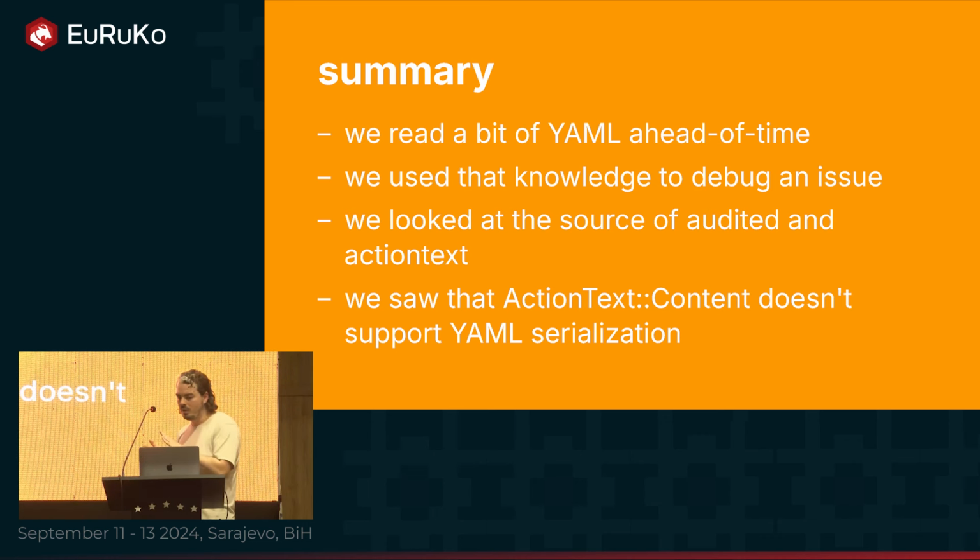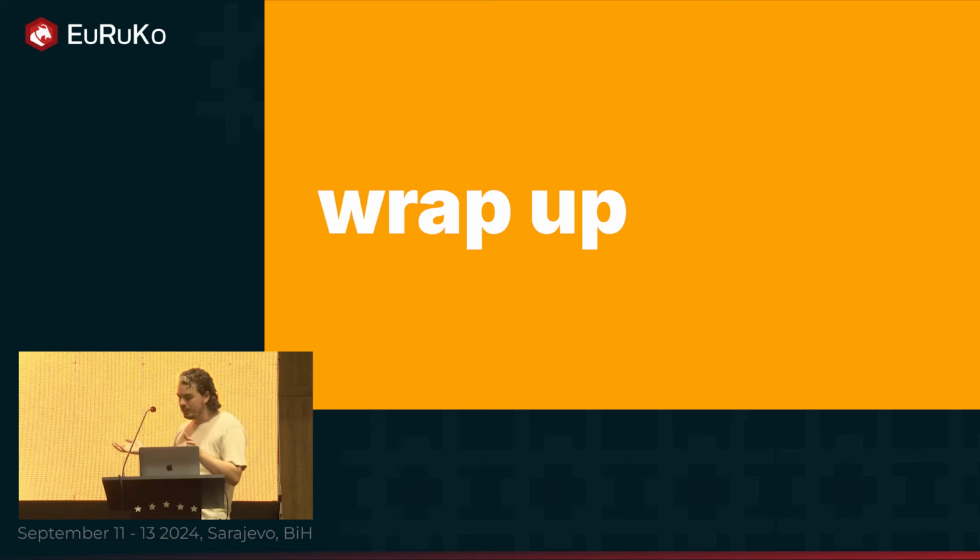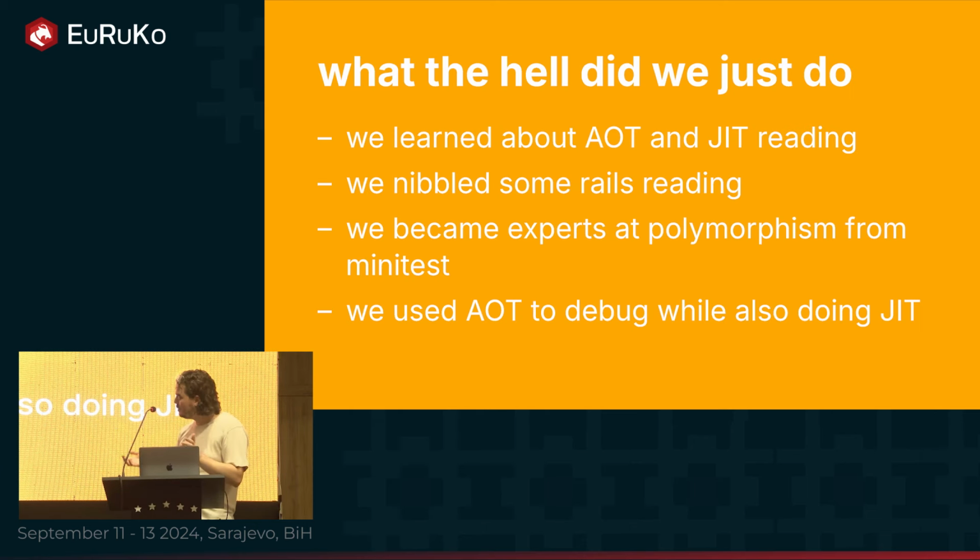Then we looked at the source of audited and Action Text, and used that as jumping off points to find the next little bit we needed. And we saw that Action Text content doesn't support YAML serialization. So that's the next clue for what we were then figuring out. We don't have time to cover what we did, but that's kind of what I'm doing. Let's wrap up by seeing what we just did.